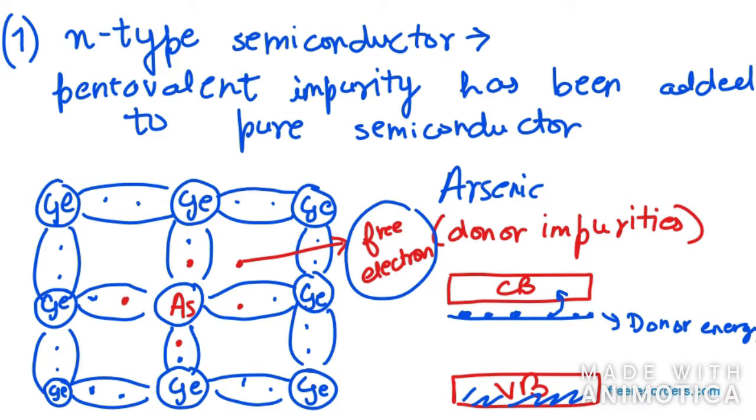We need to add many atoms of arsenic to the germanium crystal to make it conductive or to make it better. So that's how we make it better.